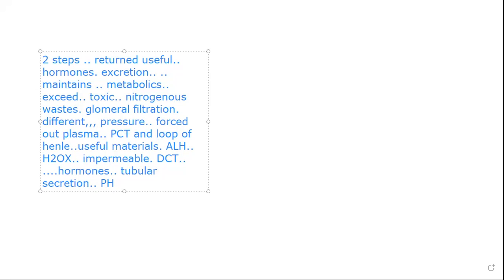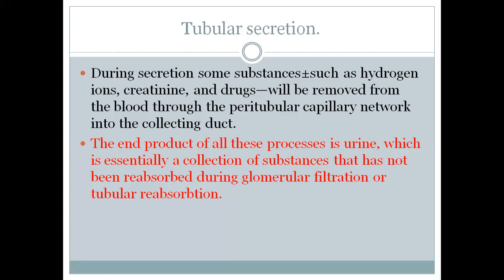This is a very important part of the urine formation. During secretion, which secretion? Tubular secretion. During secretion, some substances such as hydrogen ions, creatinine, and drugs will be removed from the blood through the peritubular capillary network into the collecting duct.